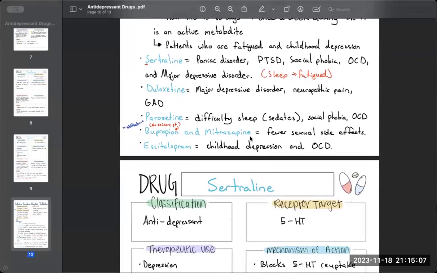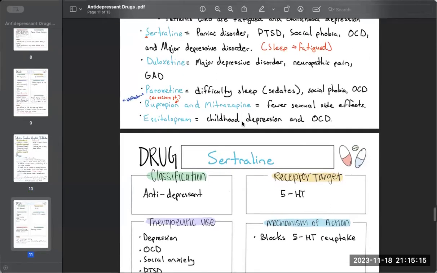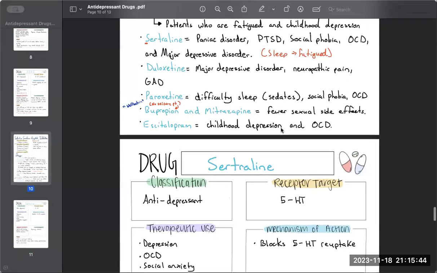Sertraline is used for panic disorders, PTSD, social phobia, OCD, and major depressive disorder, okay? Duloxetine is also used for major depression, neuropathic pain, and generalized anxiety disorder. Paroxetine is used if you have difficulty sleeping or you're an insomniac, you have social phobia or OCD. Bupropion and mirtazapine have fewer side effects and they're pretty good. Bupropion is also called Wellbutrin, and they have fewer side effects, especially when it comes to sexual dysfunction. And citalopram is for childhood depression and OCD.